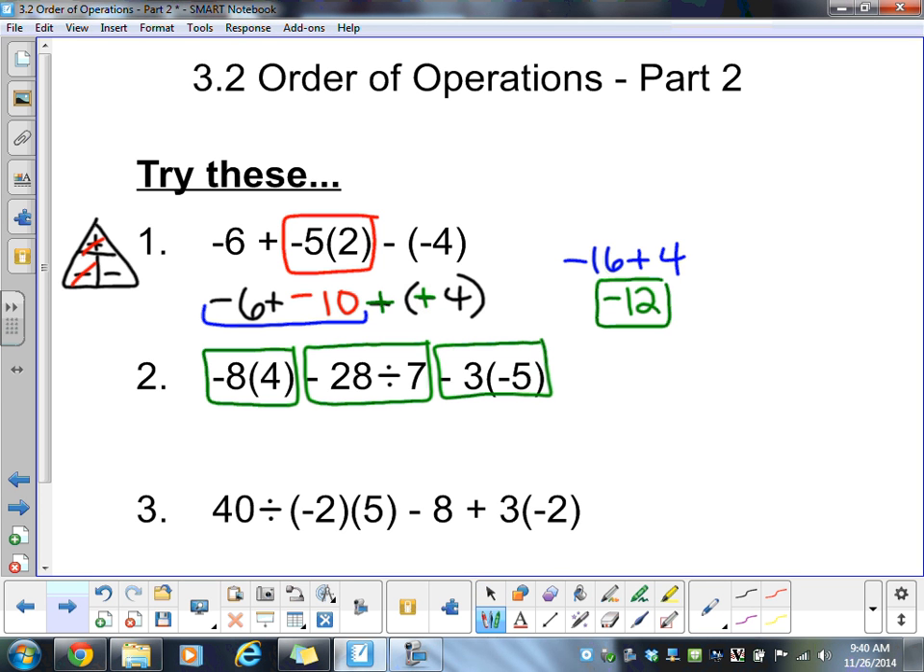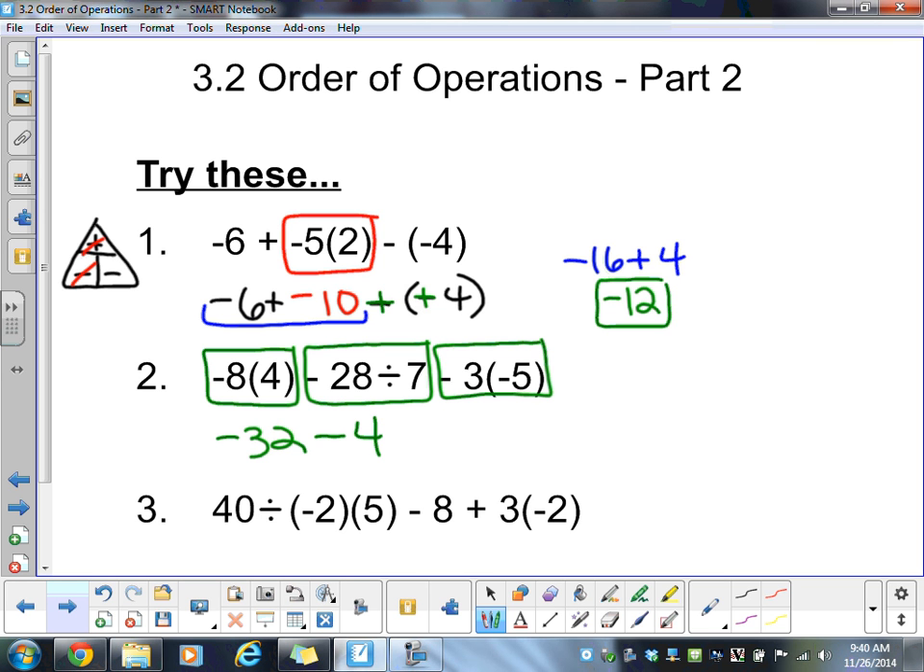Negative 8 times 4. We have a negative times a positive. Again, if I look at my triangle, I know that's a negative, and then 8 times 4 is 32. And I have negative 28 divided by 7. Again, a negative divided by a positive is going to be a negative. And in this case, it's a negative 4, so I'm going to put minus 4.